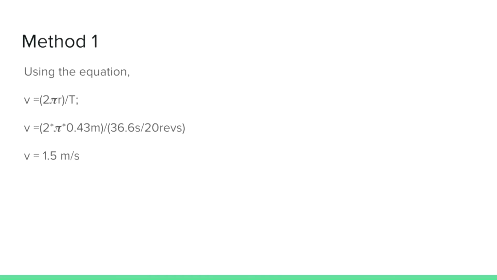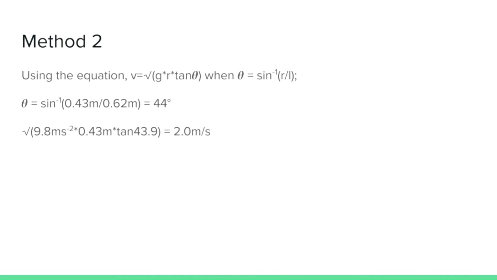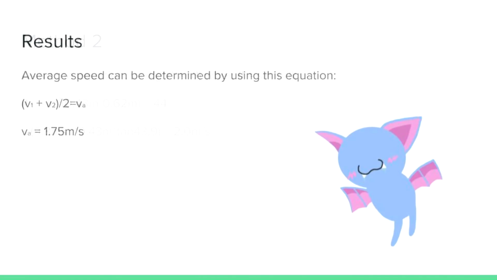Using the equation v equals 2 pi r divided by time period, we get a velocity of 1.5 meters per second. Using the equation v equals the square root of g r tan theta, where theta is equal to inverse sine of r over L, we get a velocity of 2 meters per second.